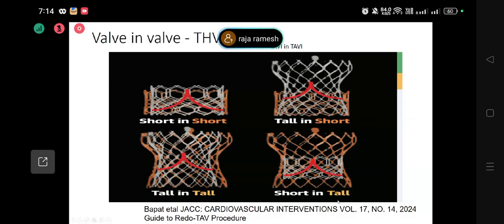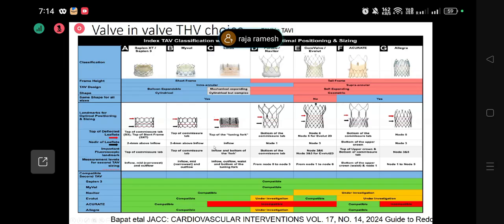So we can have 4 different combinations depending upon the index valve and the second valve: short in short, tall in short, tall in tall, or short in tall valve. Among these, the better combination is the short in tall valve, because with tall in tall there is a lot of metal and an increased risk of coronary obstruction. So the better combination will be the short in tall valve. For example, the index is an Evolut valve, and we can position our short valve such that the leaflet will not impinge on the coronary ostia. For that, we should know each valve's anatomy in detail.